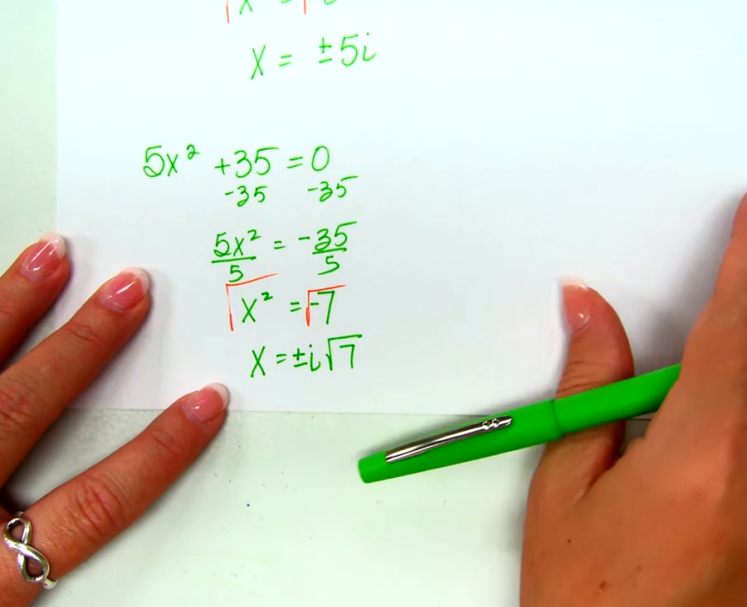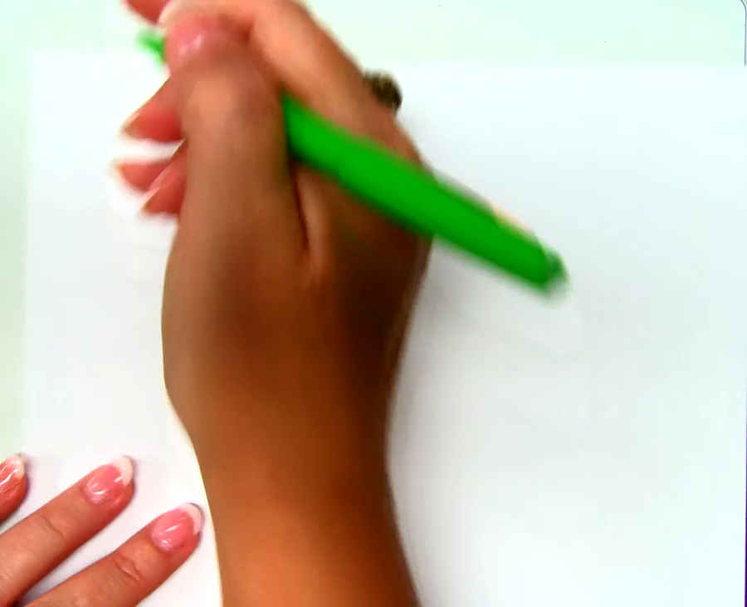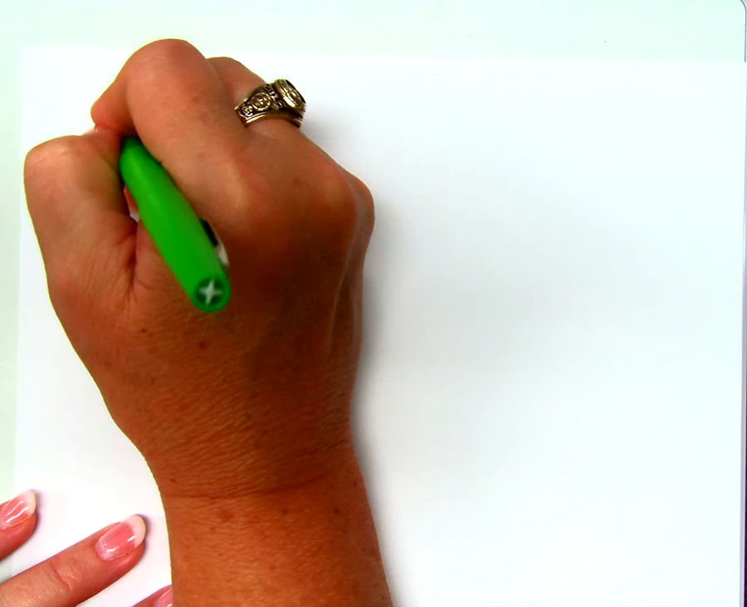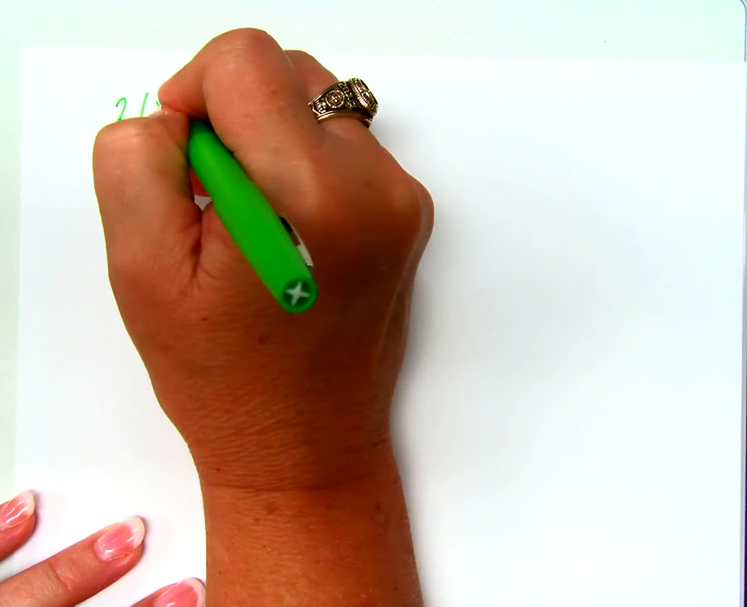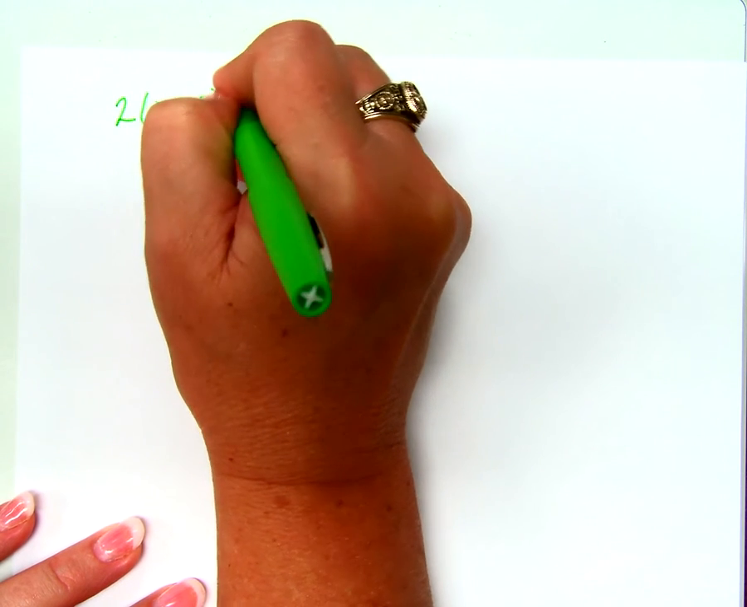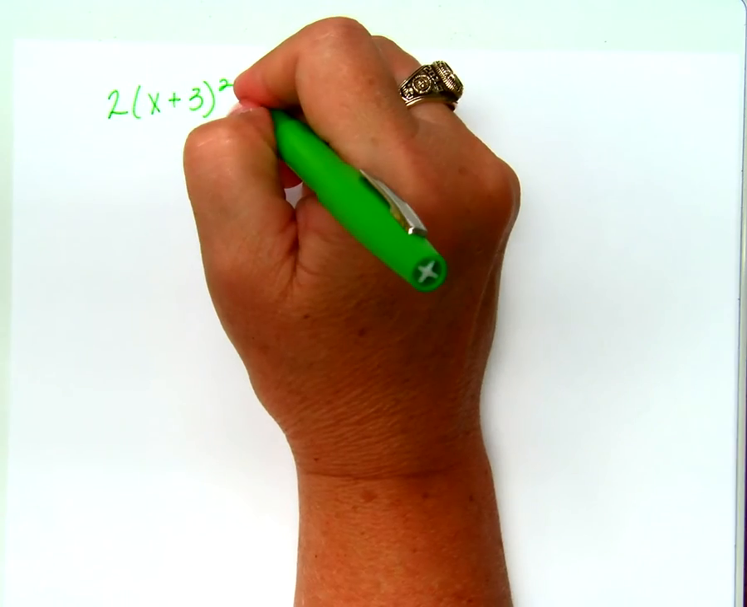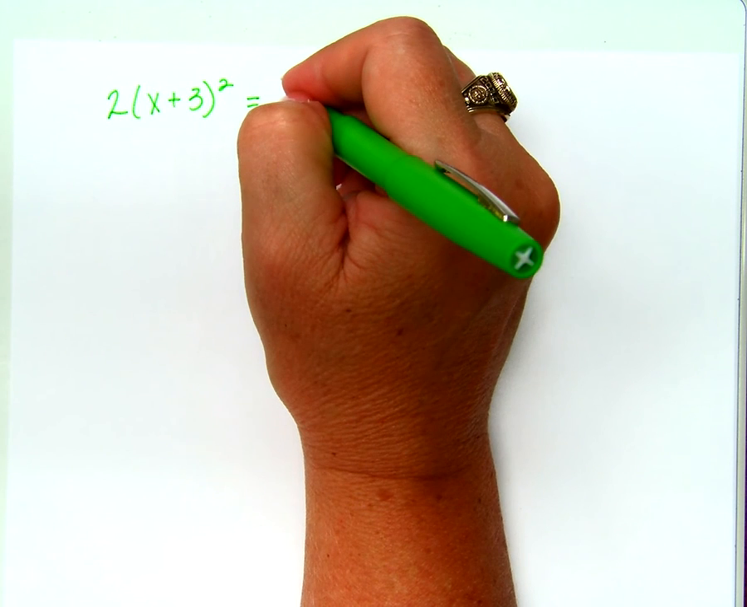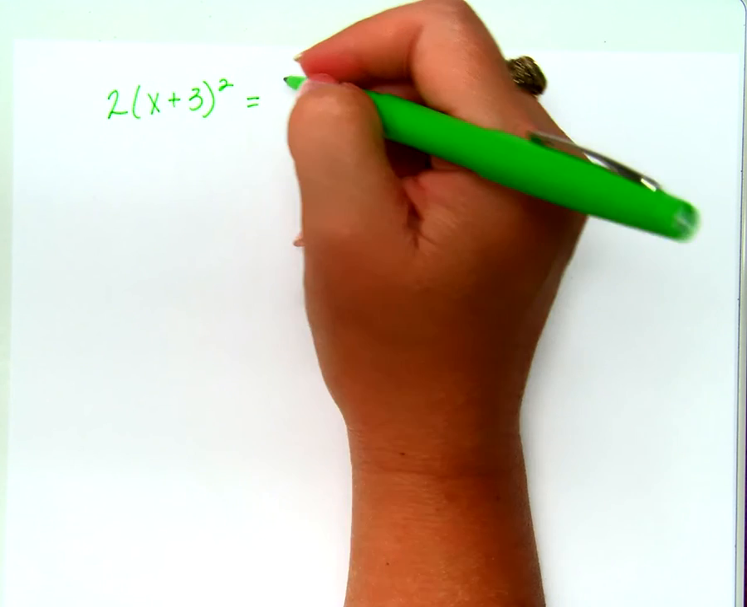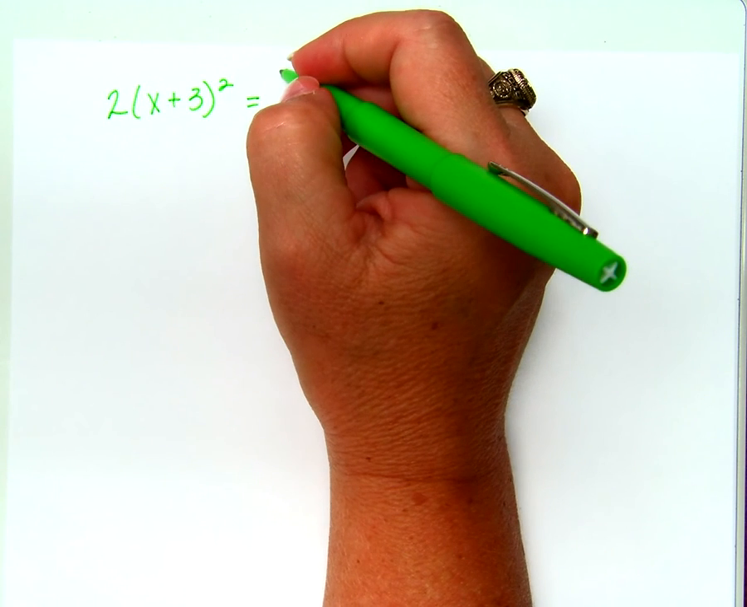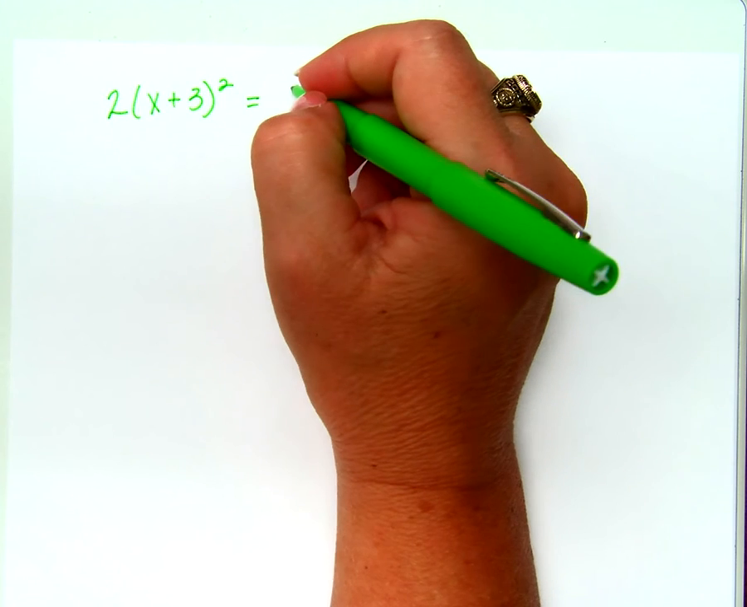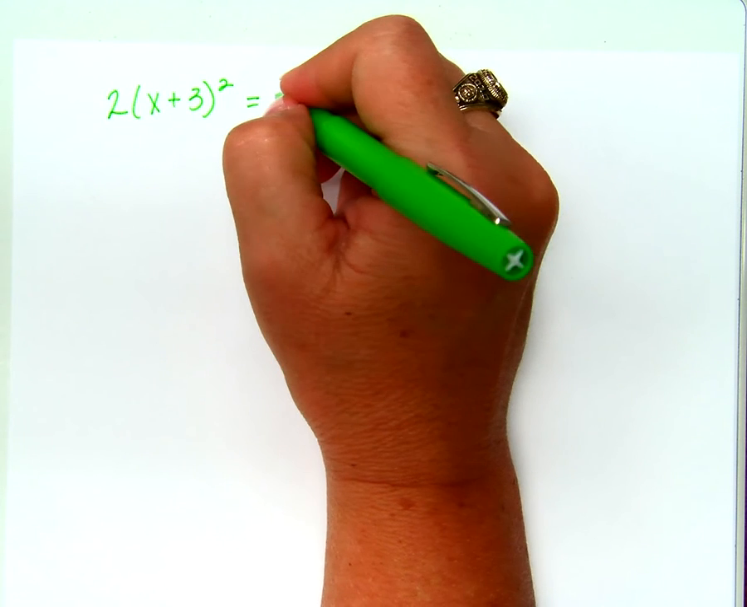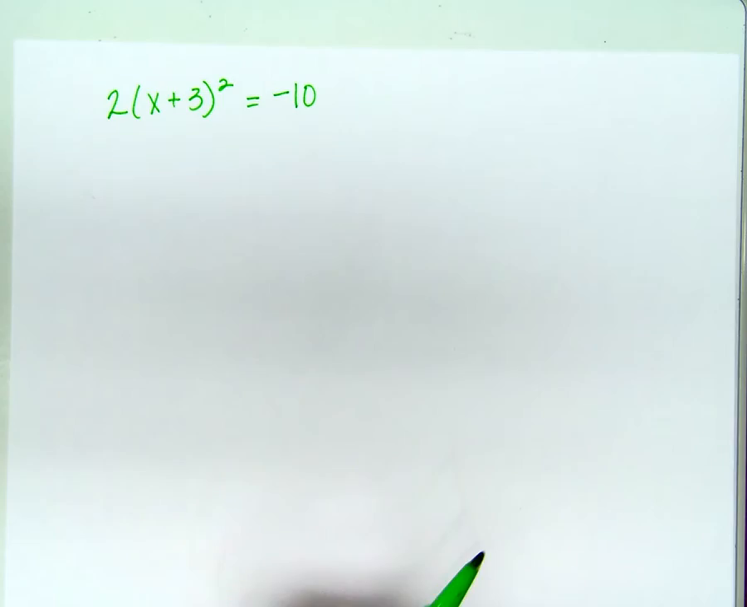One more. You ready for one more? Yes, ma'am. I love when you're ready for one more. 2x plus 3 squared equals, I don't know, what do you want it to equal? No, 0 is not good. Negative 10? Yeah. Okay.